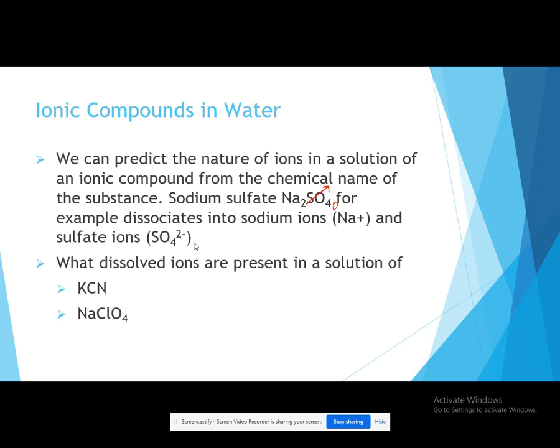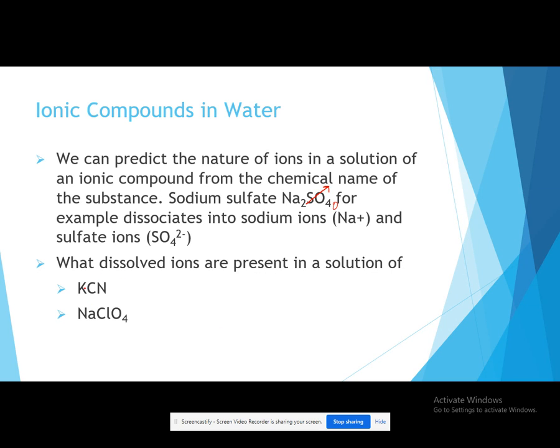Another way to remember this is sodium is in group 1A, so it only has a plus 1 charge. And if you look on your polyatomic chart that you can find on the internet, sulfate is always going to be SO4 2-. So down here, what dissolved ions are present in the following compounds? I want you to try to do these on your own and see what you get, and then check to see if you're correct.